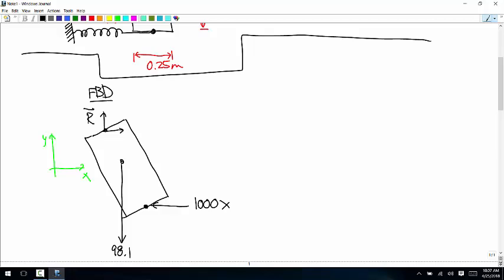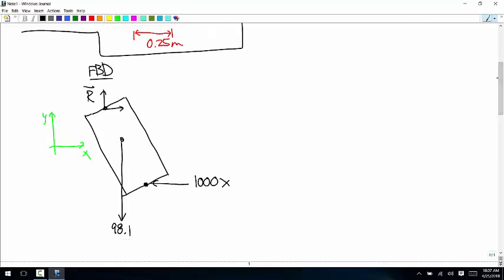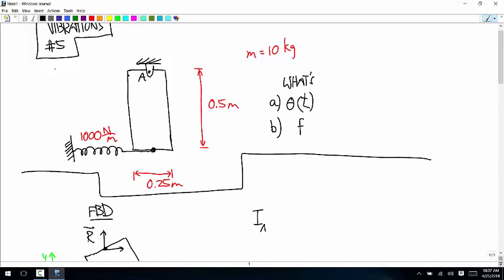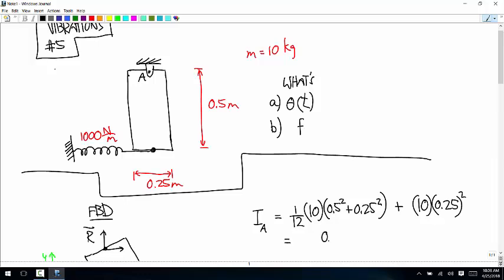Let's represent all of this in terms of an angular position. Well, we're heading towards rotational Newton's second law. This is a rigid body problem, so let's calculate. I'm going to call this point A. The moment of inertia about the point A is 1/12 times the mass of 10 times 0.5 squared plus 0.25 squared. And then it's not at the center, so you have to add on the parallel axis theorem part, so 10 times 0.25 squared. And what do you get for that? 0.885 kilogram meters squared.